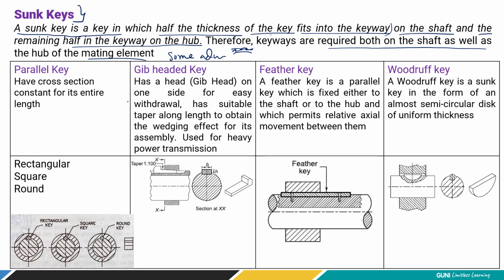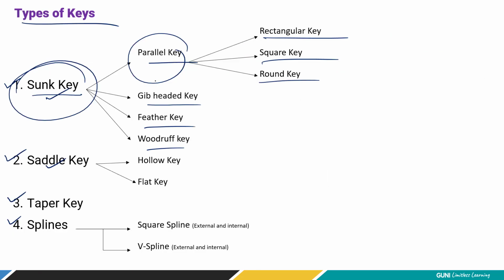Now there are four types. One is parallel, second is gib head key, third is feather key, and fourth is woodruff key. Whenever you find some classification, it has some difference from another one, right? So let's talk about parallel, gib head key, feather key, and woodruff key. All these are sunk keys.